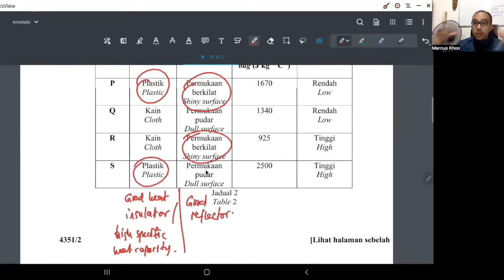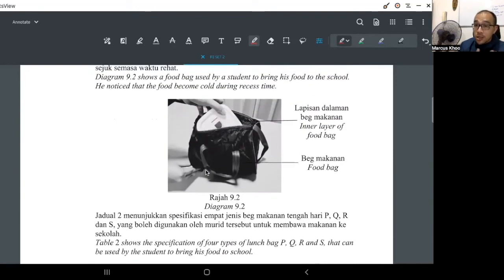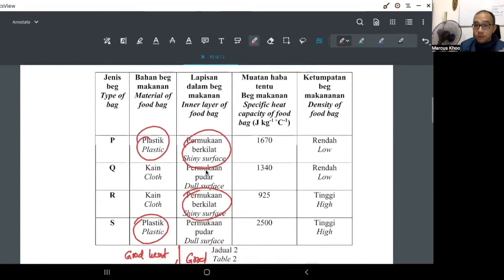Okay, so it will keep the cold air inside or keep the hot food hot. Okay, the makanan yang panas akan kekal panas lah because it's shiny, so the heat will just keep reflecting inside. If it is dull lah, dia akan menyerap the haba. So bila dia menyerap haba daripada makanan, itulah yang makanan tu jadi sejuk because haba itu dikeluarkan daripada makanan. But if it is a reflective surface, it will reflect the heat and the light back to the food, okay, to keep the food hot.